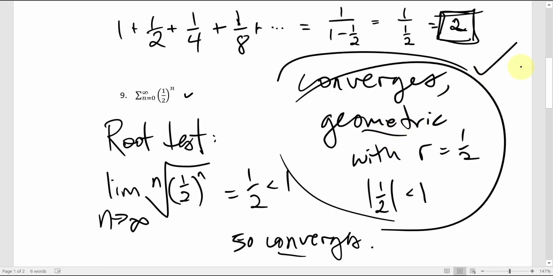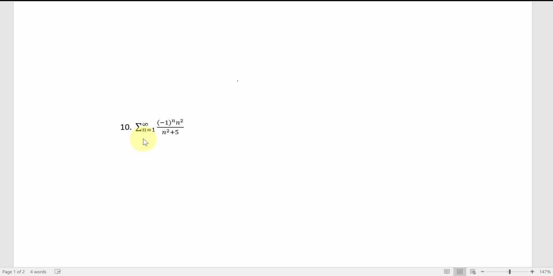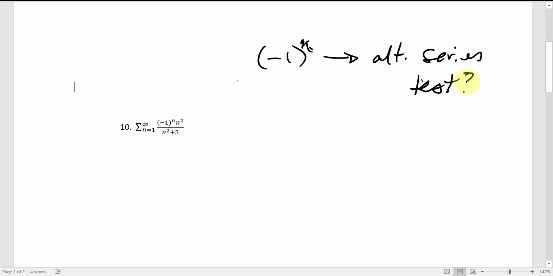Next, number 10. Okay, number 10, infinite series 1 to infinity of -1 to the power n times n squared over n squared plus 5. So it's this -1 to the power n that you start to recognize as suggesting the alternating series test. This is an alternating series, and one of the important logical points that I want to make about the alternating series test is that you could never say diverges because of the alternating series test. The alternating series test provides some conditions under which you can converge, and that's it.